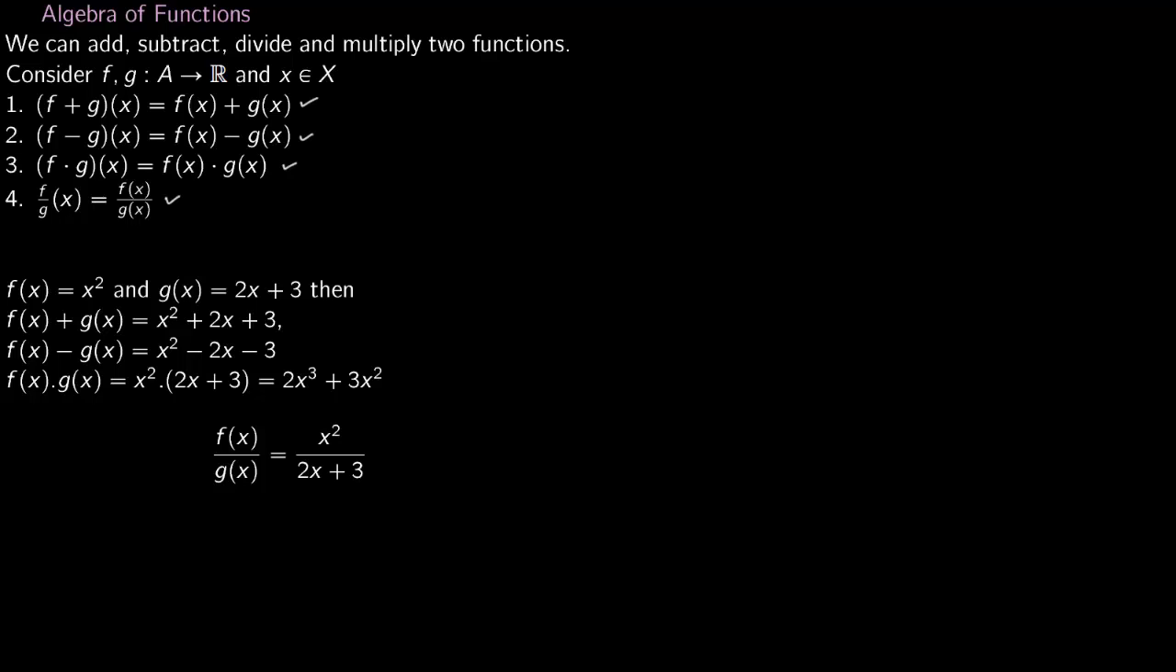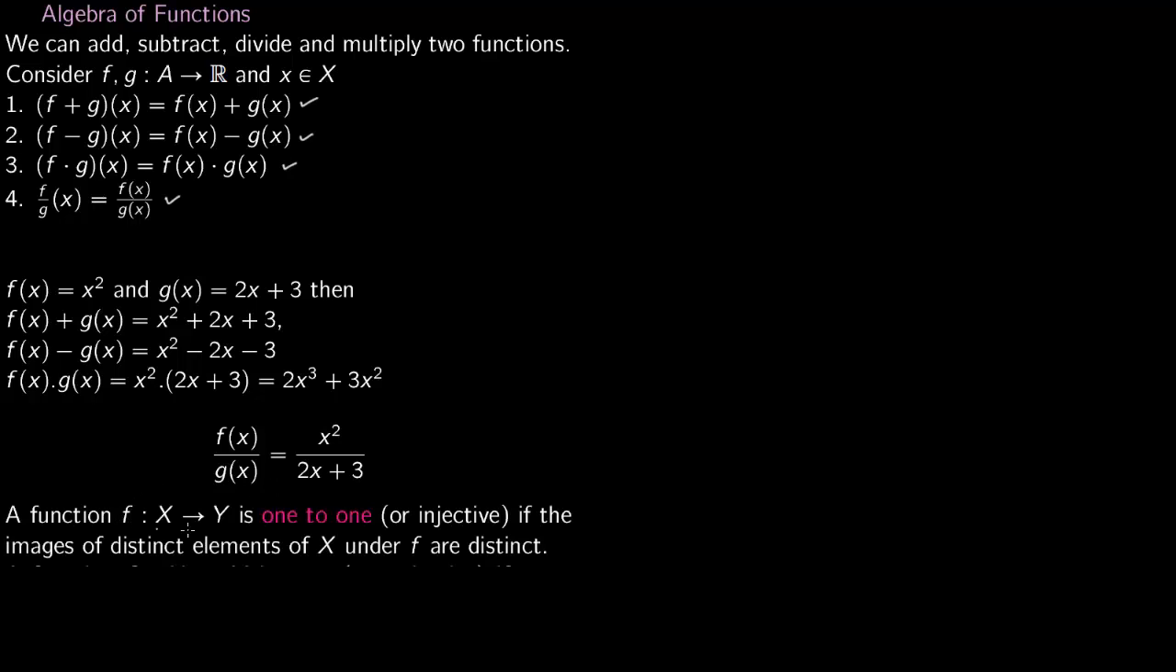Now we want to talk about injective and surjective functions. So a function f from say X to Y is 1 to 1 or injective if images of distinct elements of X under f are distinct. So what it means is it takes one element of X and precisely maps it to one element of Y.